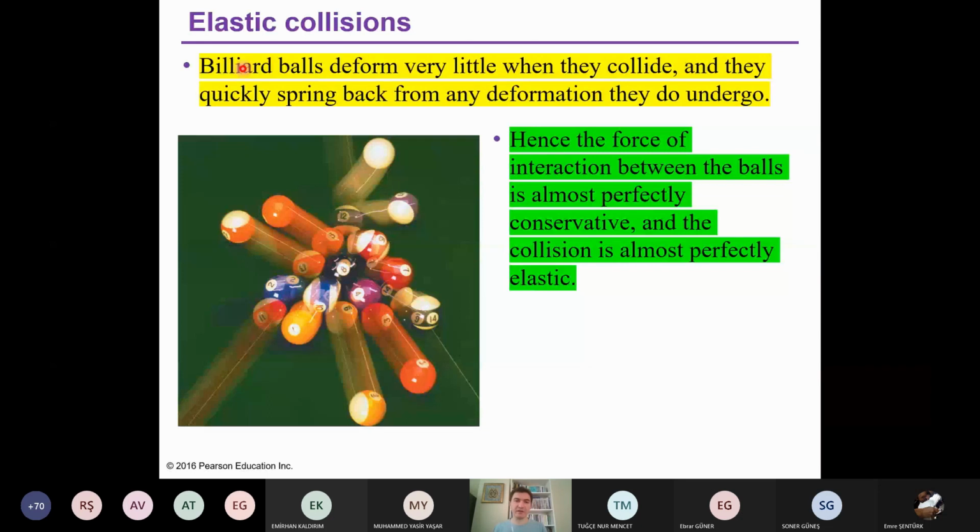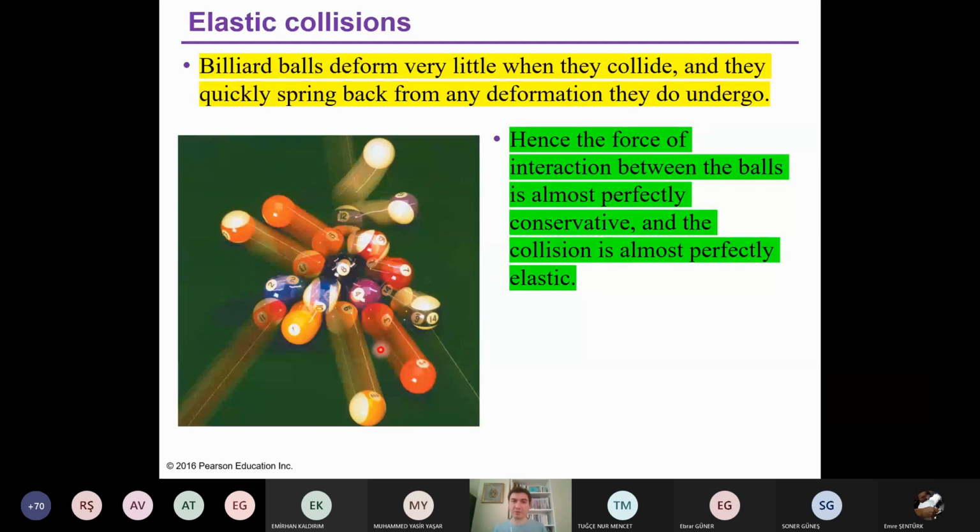Here we have a very nice example with billiard balls. So here you see many billiard balls and they collide. What happens during this collision? Let's consider that this is an elastic collision. So how to keep their kinetic energies the same before the collision and after the collision? So how to conserve the kinetic energy?